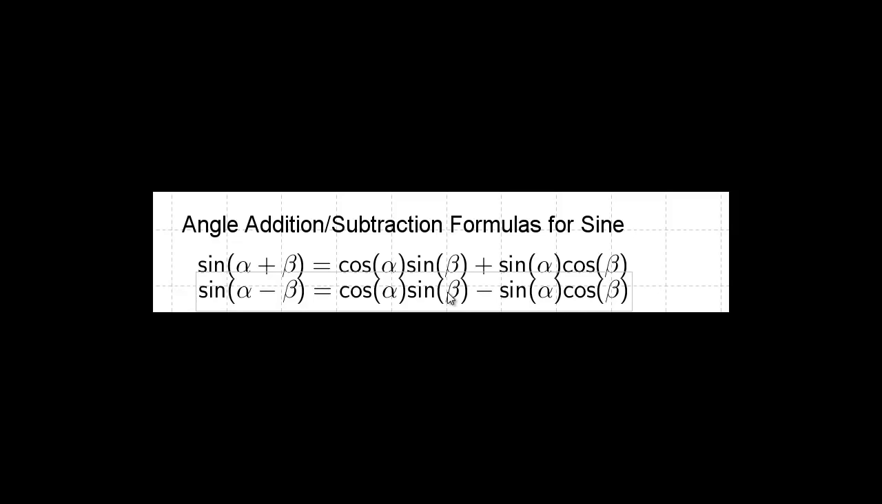The sine of alpha plus beta equals the cosine of alpha sine beta plus the sine of alpha times cosine of beta, and the sine of alpha minus beta equals the cosine of alpha times the sine of beta minus the sine of alpha times the cosine of beta.